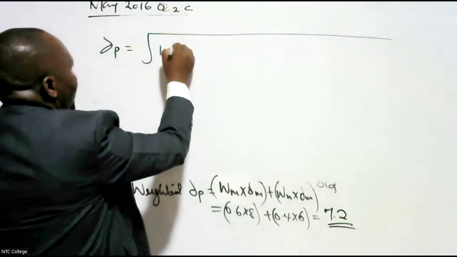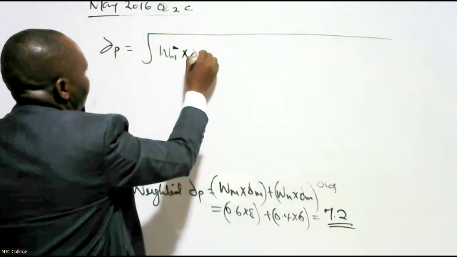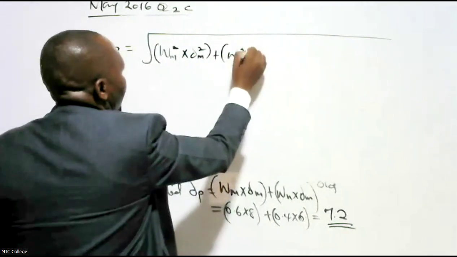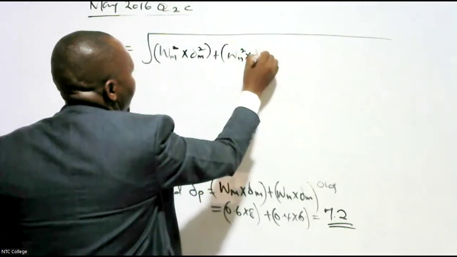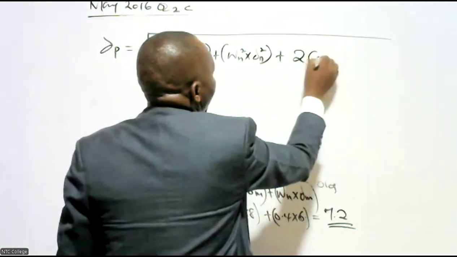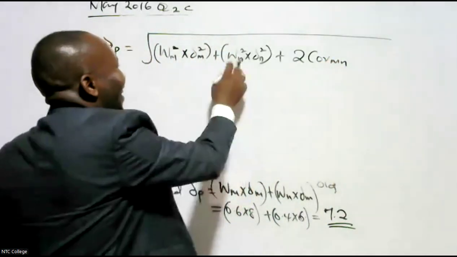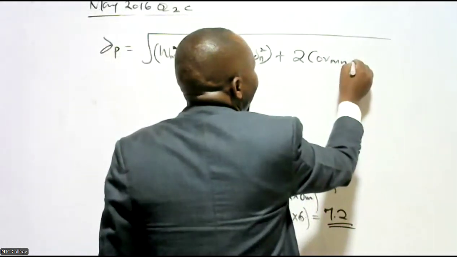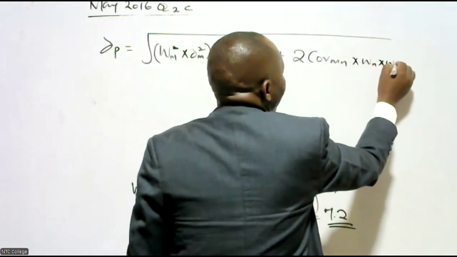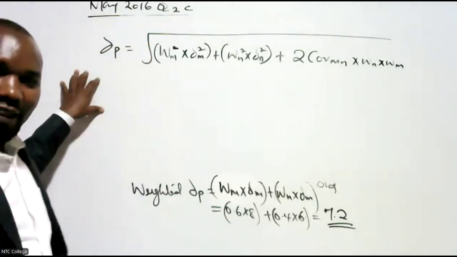So it is weight of M squared times the risk of M squared plus the weight of N squared times the risk of N squared plus 2 covariance XY times weight of M times weight of N. So that's the formula. Now this formula is for getting the actual risk, not weighted risk.